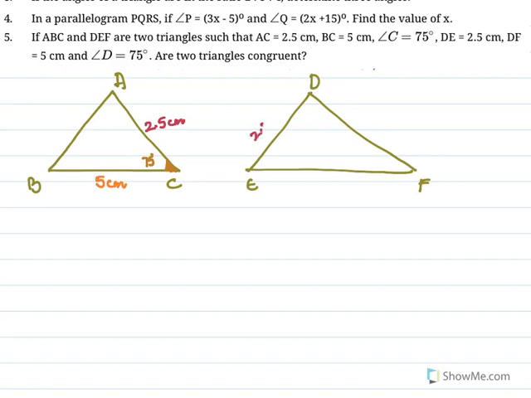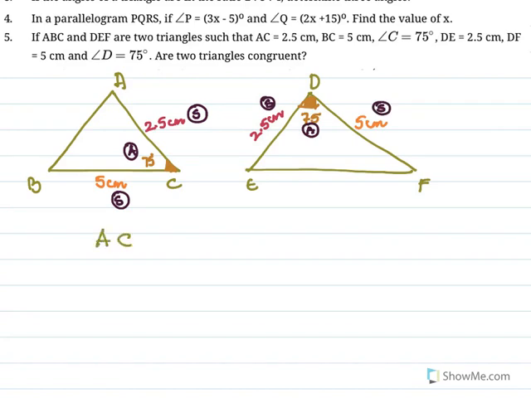So DE 2.5. And DF is 5 centimeters. So DF 5 centimeters. Angle D is 75. So here is angle D. This is 75. Are the triangles congruent? And you say yes, they're congruent by SAS. This is S. And you have the A here and the S. SAS here too, S. You have the A and the S. So by SAS the triangles are congruent.